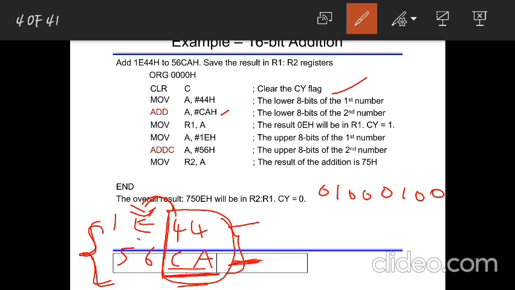So C and A. C means 12, that is 1, 1, 0, 0. This is the value for C in hexa. For A means 10, 1, 0, 1, 0. So I need to add this. This is 8-bit addition. Okay. So I am adding, this is 4, 4, this is 4, 4 and this is CA.